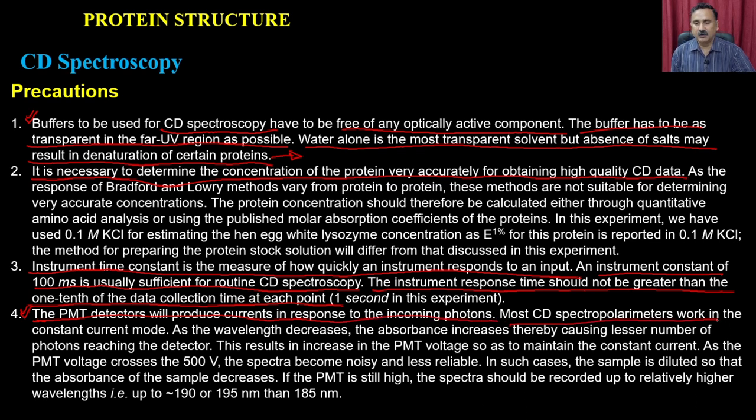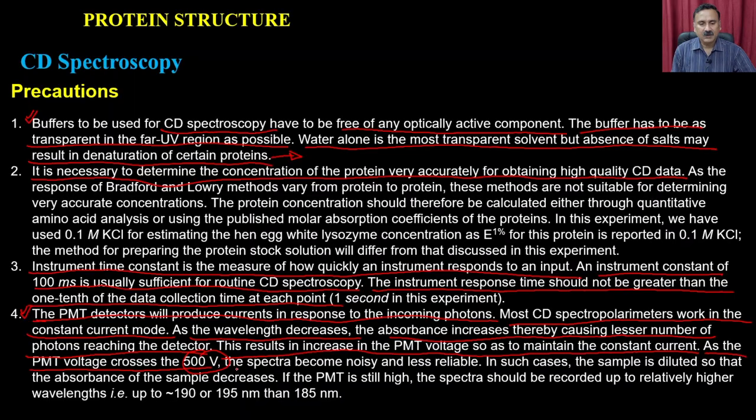Most CD spectrophotometers work in the constant current mode. As the wavelength decreases, the absorbance increases, thereby causing fewer photons to reach the detector. This results in an increase in the PMT voltage so as to maintain the constant current. As the PMT voltage crosses 500 volts, which means you are actually providing the current externally, because the photons reaching the detector are decreasing.